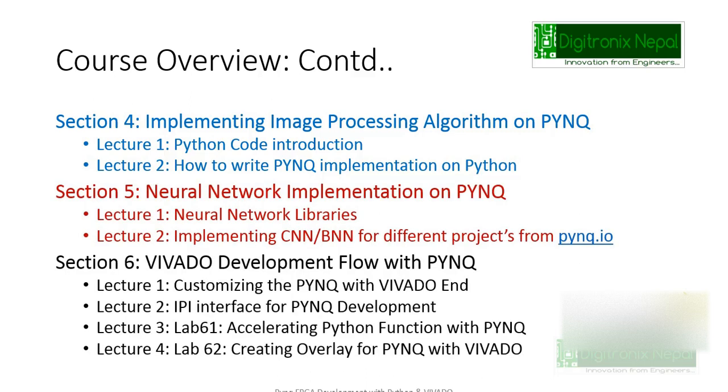Section 5 is neural network implementation. We will implement the machine learning algorithms and neural networks for different projects. We have CNN implementation for different image processing projects. Section 6 is VIVADO development flow with PYNQ. We have overlay design of VIVADO, and we have lab session of extracting Python functions and creating overlay for PYNQ with VIVADO design suite. So these are the main sections.